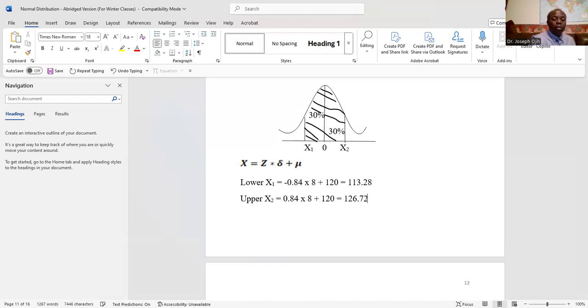126.72. I'll put 1 millimeter of mercury. That's how they write it.